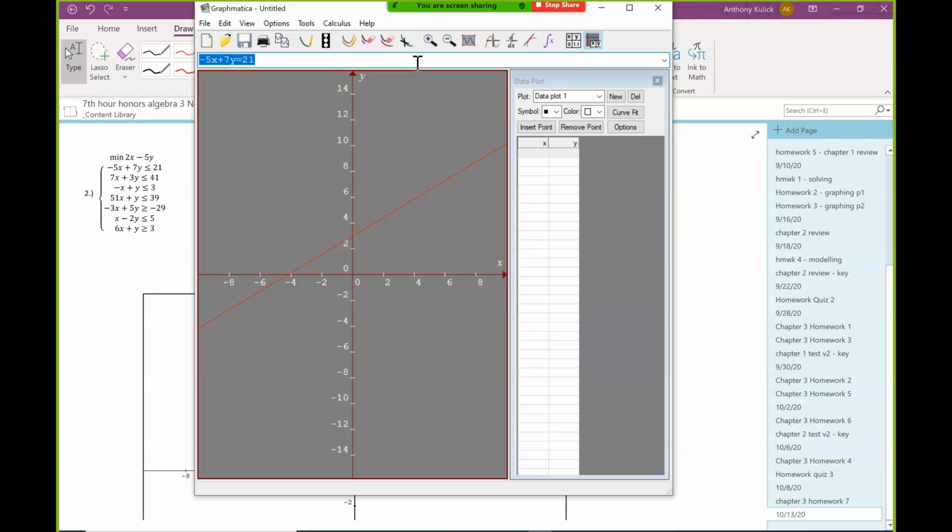So there's my first equation. Right now my solution space is everywhere below that line. There's my second equation. So right now, after these two are put together, my solution space is everywhere down here, like the bottom of that X.